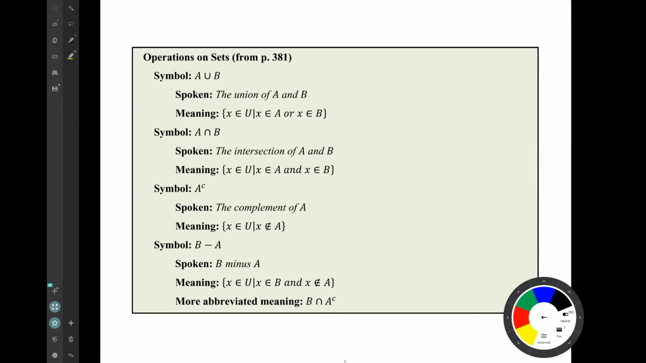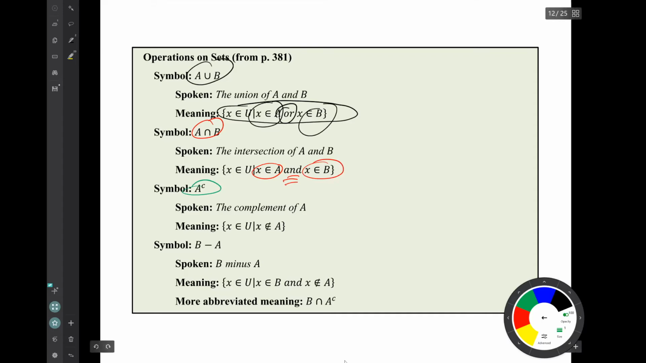Now I want to talk about operations on sets. The union of A and B is this set. The set of all X in the universal set such that X is in A or X is in B. The intersection of A and B is the set of all elements such that X is in A and X is in B. The complement of A, denoted this way, is the set of all X in the universal set such that X is not an element of A. And finally, the set difference, this symbol, B minus A, is the set of all X such that X is in B and X is not in A. That can also just be written this way. It's the set B intersect the set A complement.